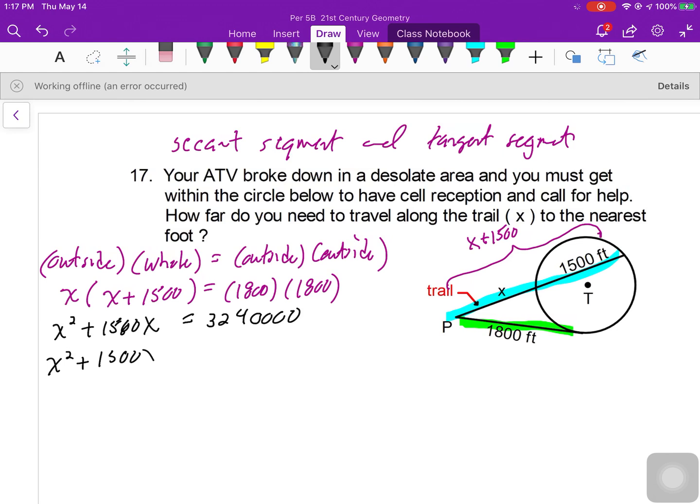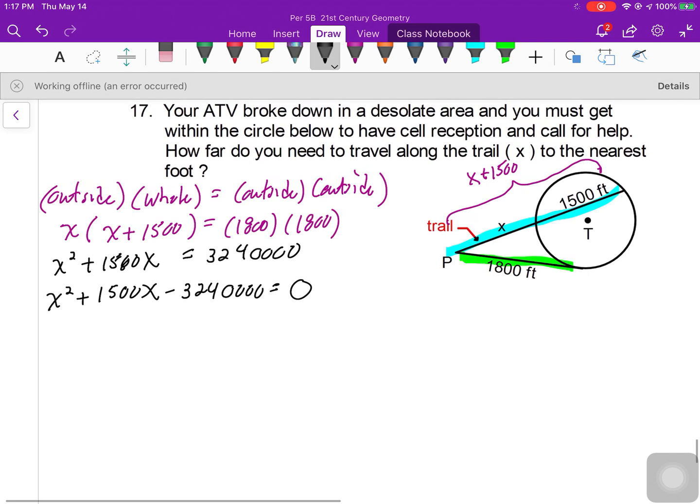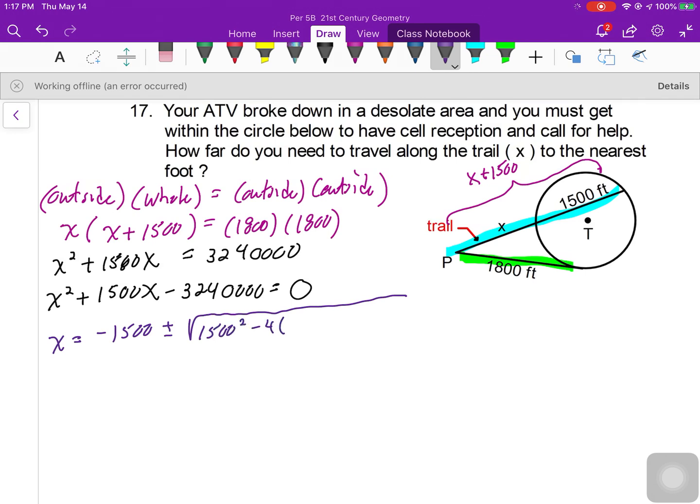We have to get 0 on one side, so we can solve the quadratic equation here. x squared plus 1500x minus 324 and 4 zeros equals 0. Now, when we solve this, we're going to want to use the quadratic formula. So, putting this into our quadratic formula, we would have x equals negative 1500, oops, one too many zeros, let me erase one of those, negative 1500 plus or minus the square root.